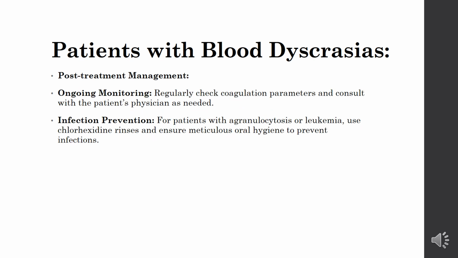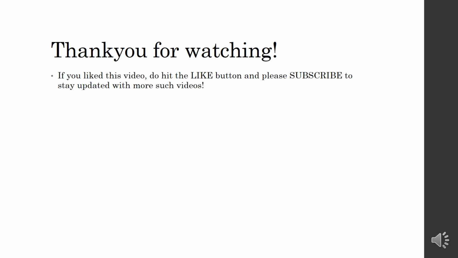Post-treatment management for such patients. Ongoing monitoring. Regularly check coagulation parameters and consult with the patient's physician as needed. Infection prevention. For patients with agranulocytosis or leukemia, use chlorhexidine rinses and ensure meticulous oral hygiene to prevent infections. This much is sufficient for a 7 marker.